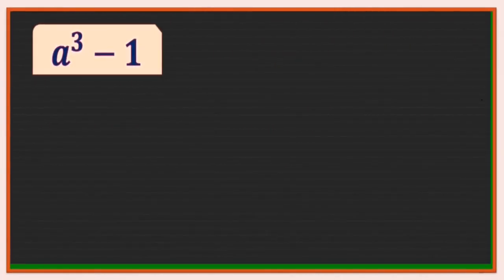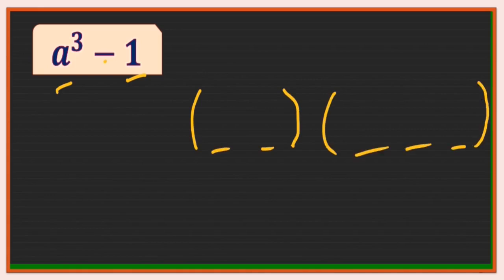First example, we have a cubed minus 1. The first term, a cubed, is a cube and 1 is also a cube. Therefore, the given is the difference of two cubes. Remember that we have to prepare two sets of parentheses. The first one is a binomial and the second one is a trinomial.